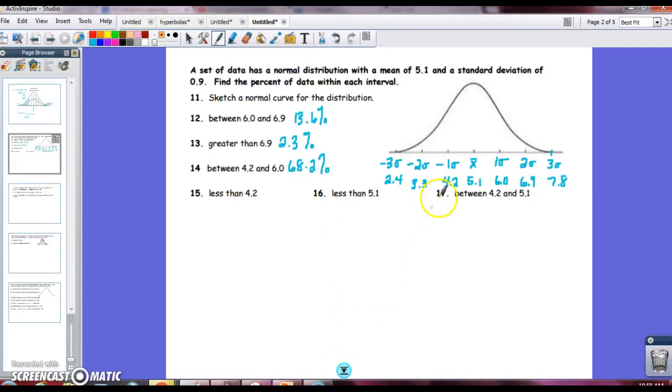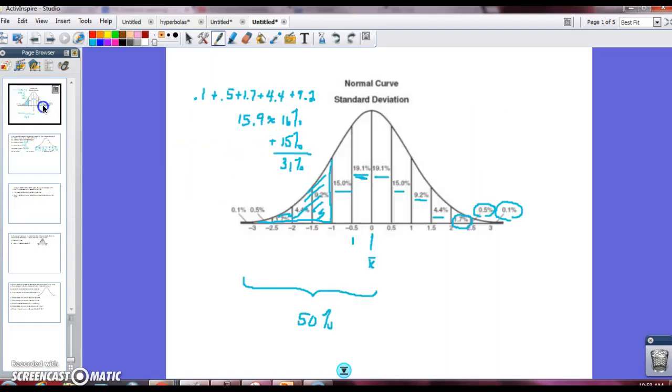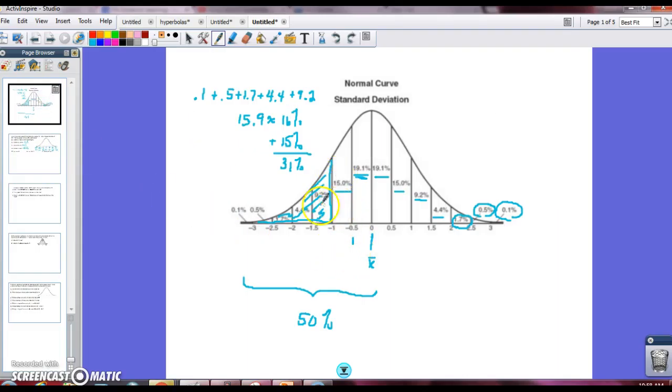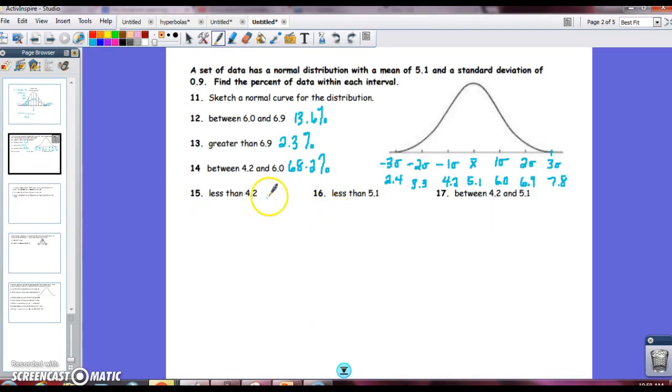Okay. Less than 4.2, and we could go through all of these and do that same thing. Less than 4.2 would be everything below 1 standard deviation. We did that before. That was 16%. That was the first one we did. So less than 4.2 would be 16%, which means 4.2 would be the 16th percentile, because 16% of the data is at or below that number.